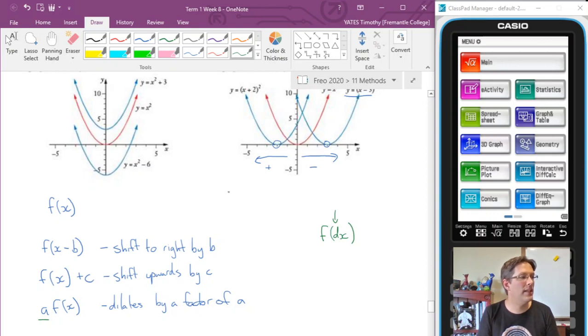So it's basically we add or subtract inside the brackets, or we multiply inside or outside the brackets, and each of these will end up doing a different thing. We also had negative f of x, and that flips vertically. And then we have f of negative x, and this one is a bit counterintuitive. This one flips horizontally.